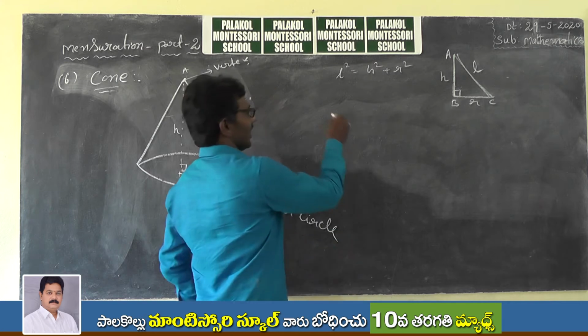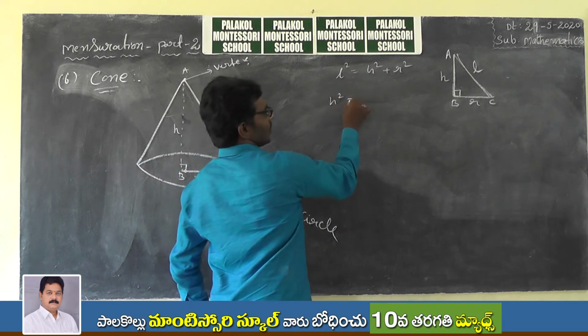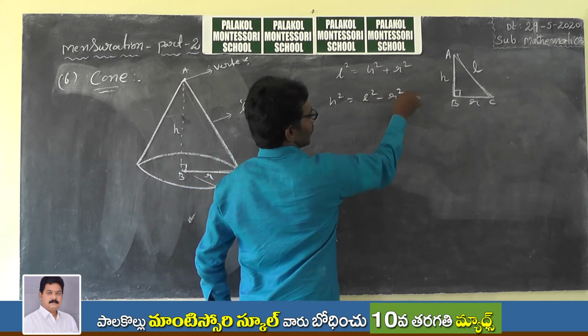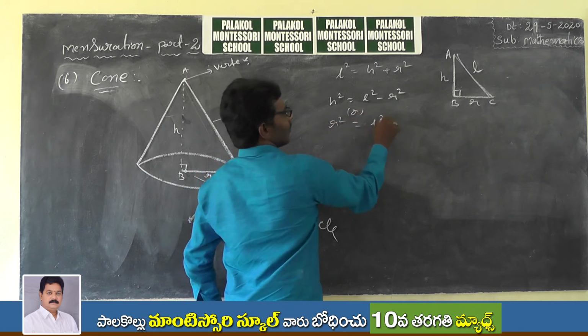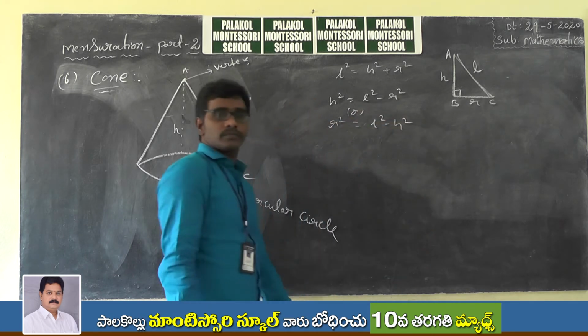Suppose you want to find h. So h square is equal to L square minus r square. And r square is equal to L square minus h square.